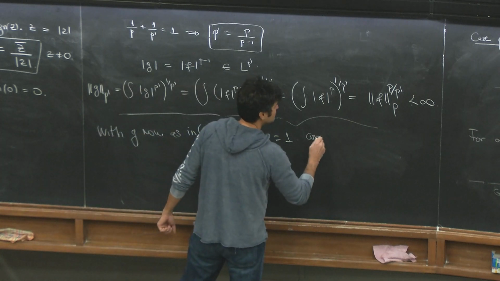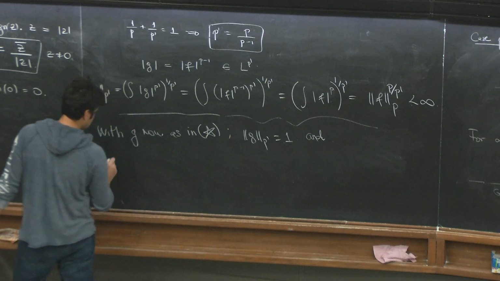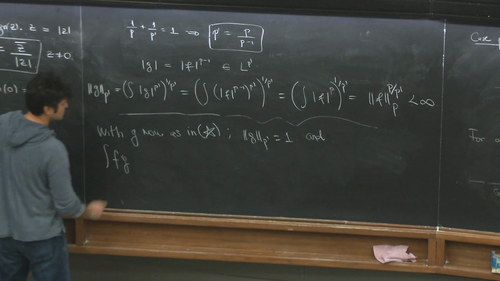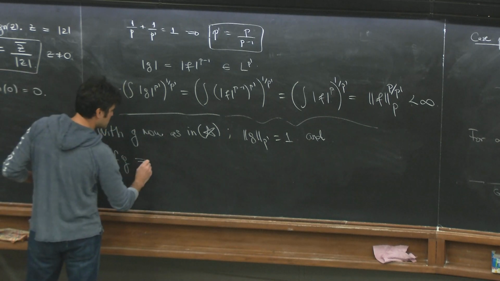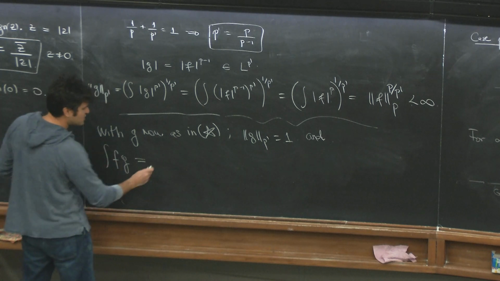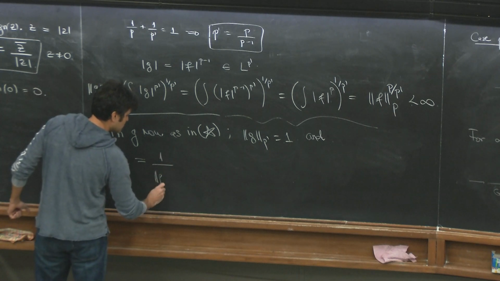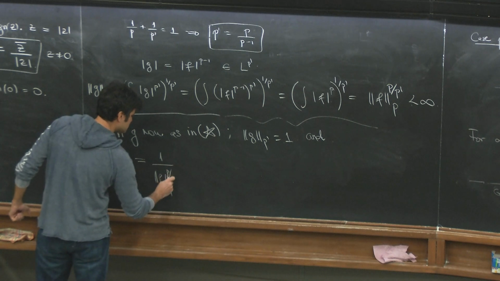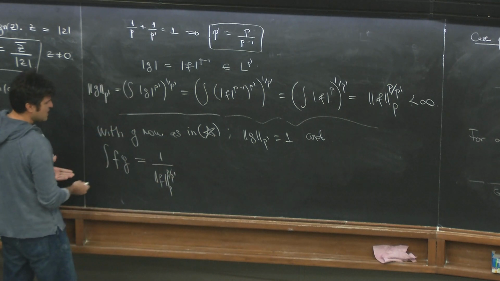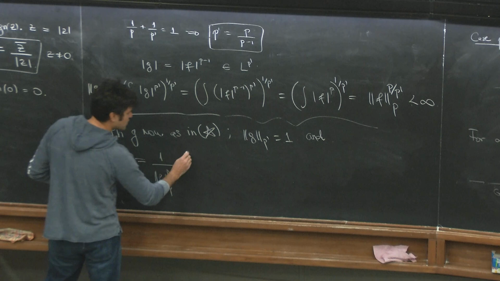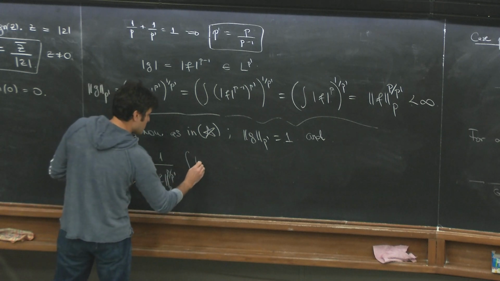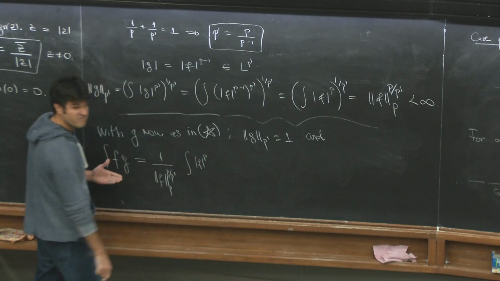And now let's do it. What's the integral of f times g? Well, this was constructed in such a way that the constant c, which is this, comes out of the integral. And then f times g was constructed in a way that this is the modulus of f to the p.